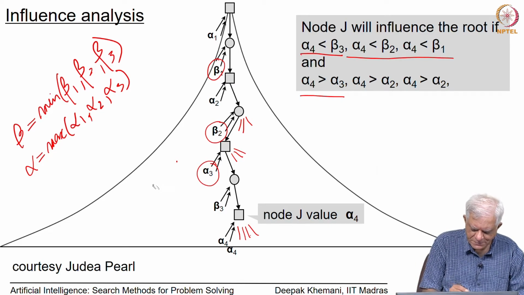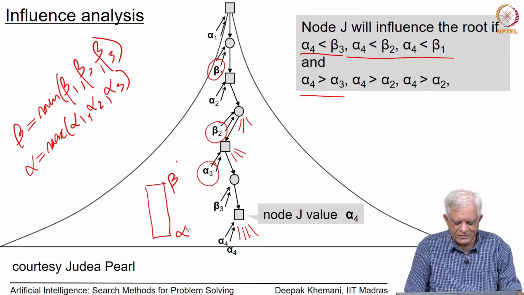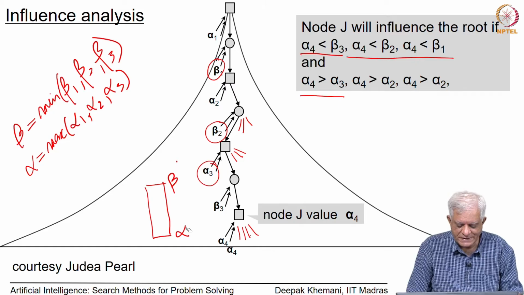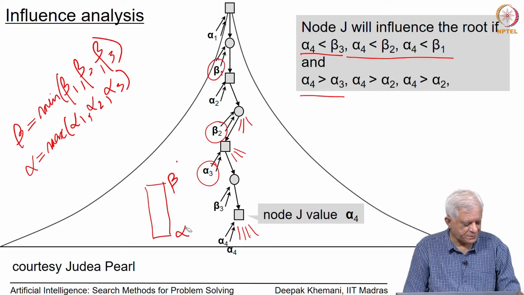So, in some sense this node j operates within a window where the upper bound is beta and the lower bound is this alpha, and only as long as the value that it is getting from its children is in this range should you continue investigating the children, otherwise you should simply stop essentially, and then a cutoff would happen.